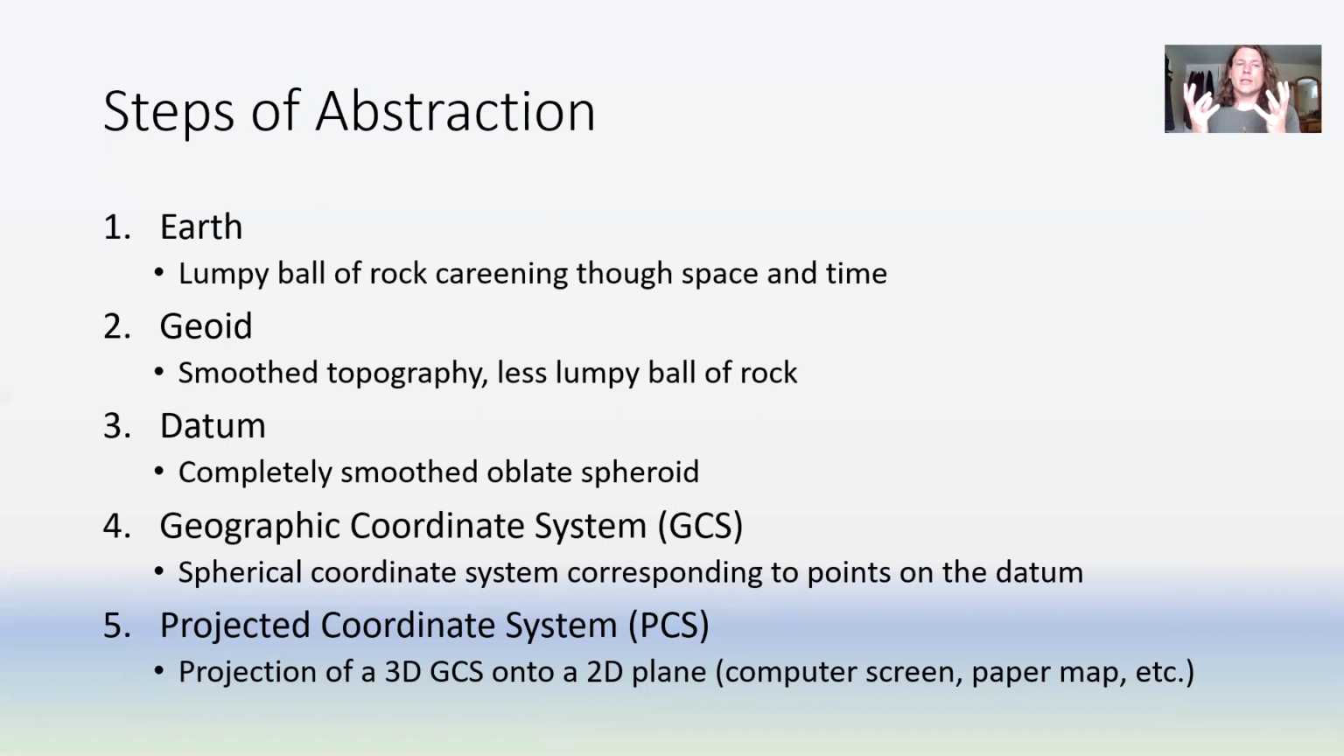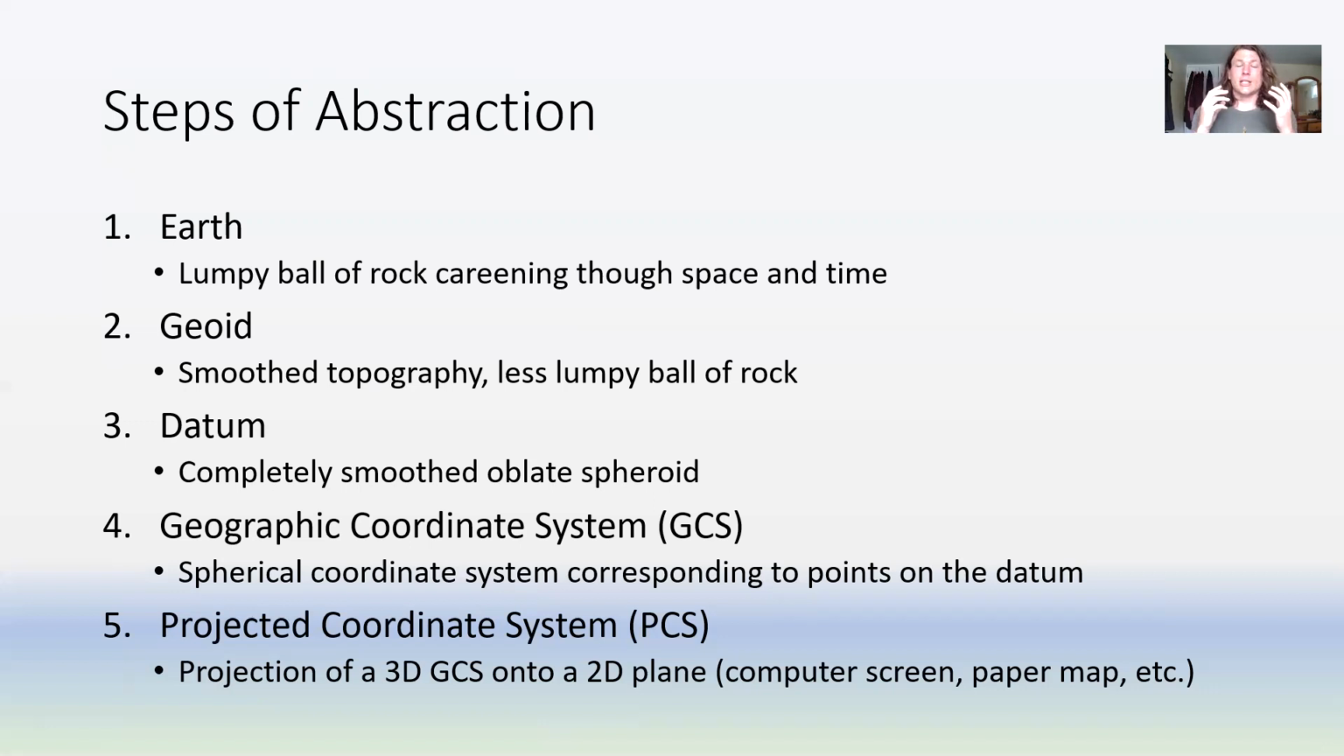And then with that geoid, we can fit a datum to it. So a datum is just an oblate spheroid, and we can fit it to the geoid in a couple different ways, which I'll elaborate on in a minute. But a datum is just fitting a spheroid to that geoid to completely smooth it out. Then we can use a geographic coordinate system to represent locations on that datum. So a geographic coordinate system is just a 3-dimensional coordinate system to represent the location on that datum.